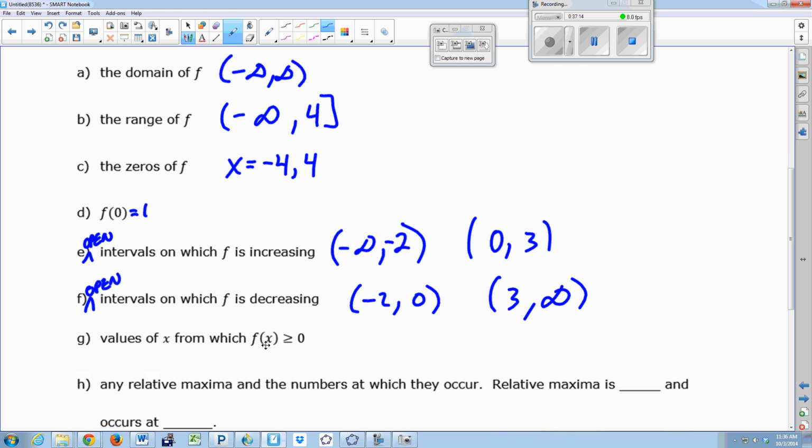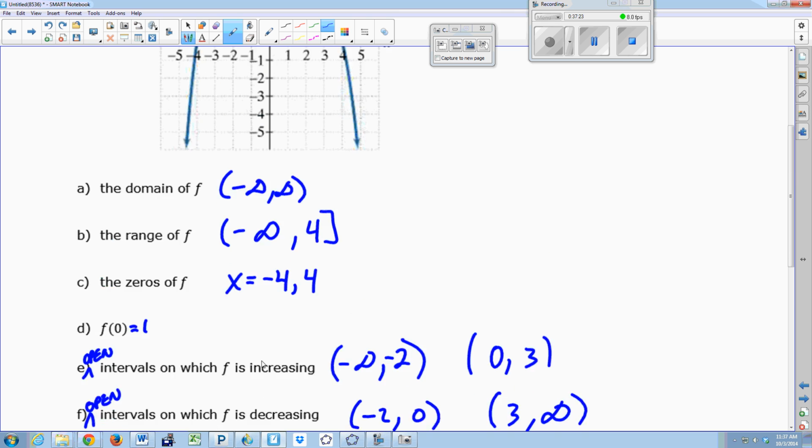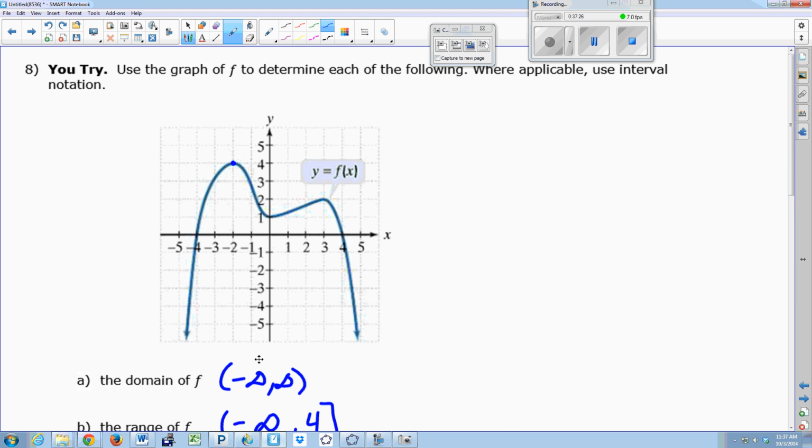Values of x for which f of x is greater than or equal to 0. So if you're looking at this graph, what does that mean? What does that notation mean? Just from looking at the graph, the values of x for which f of x is greater than or equal to 0. Isabel? So it's either sitting right on the x-axis or it's above it, right? So what are the values of x that this graph is either sitting on the x-axis or it's above it?